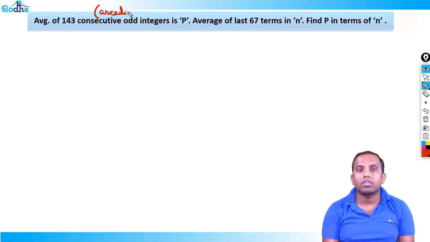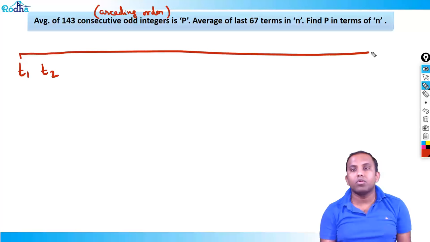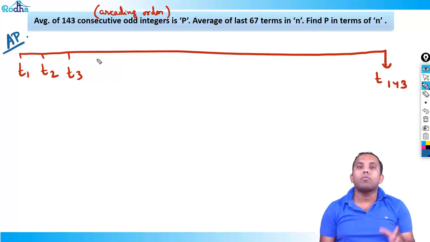Mark it. The concept is important here. So I can write like this, make a whole series here. T1, T2, T3 till T143. There are 143 terms. The average of 143 consecutive odd integers is P. What is the average of these 143 consecutive odd integers? Since this series is in AP, why is it AP? Because they are consecutive odd integers. So the gap will always be 2, 2, 2, like 7, 9, 11, 13. So it is in AP.